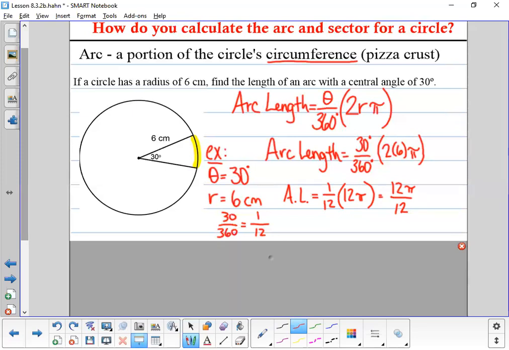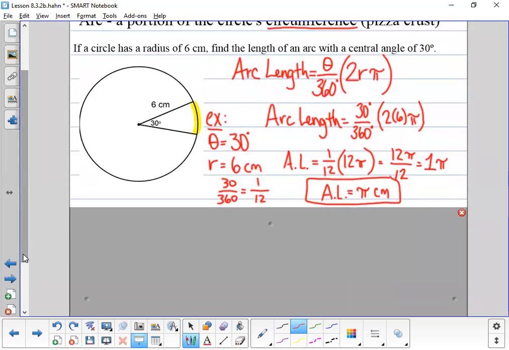All right, so let's reduce this. 12 divided by 12 is just 1. So this would be 1 pi. So my arc length is actually just equal to pi, and the units would be centimeters. And if you wanted to put that into your calculator to get an approximate answer, you would have 3.14 centimeters for this arc length.